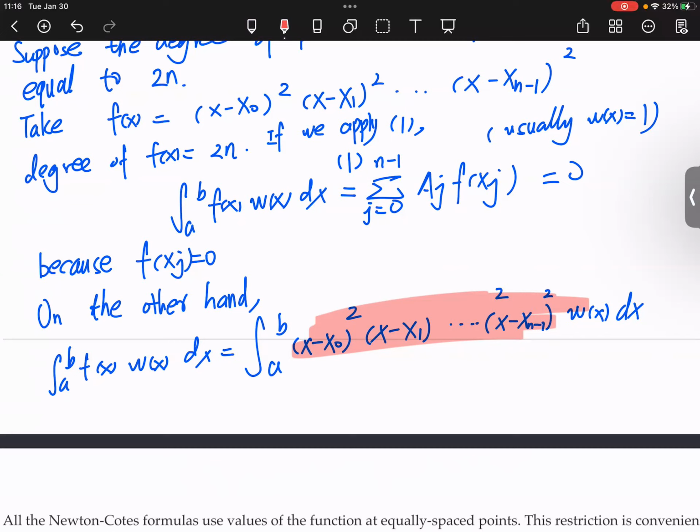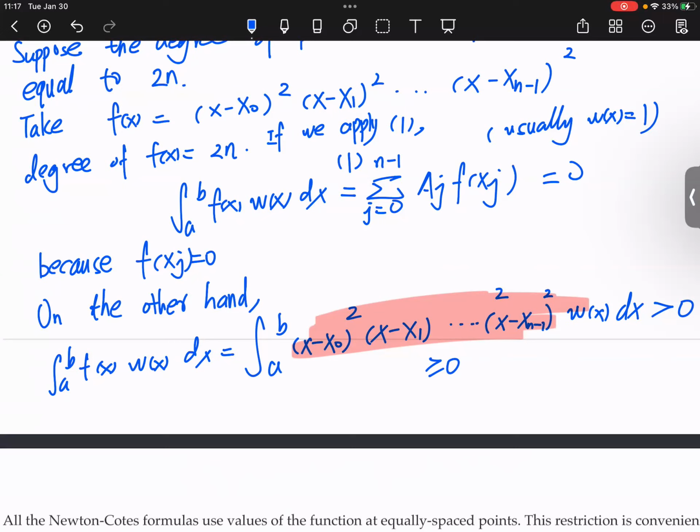This means that if you do the integral, you would get an integral bigger than 0. Does that make sense? Because it is always non-negative, but it is not always 0, and it is a continuous function. So this integral is bigger than 0. So we have some contradiction here. If we apply the quadrature rule, we get 0. But if we look at the integral itself, we get that the integral is bigger than 0.